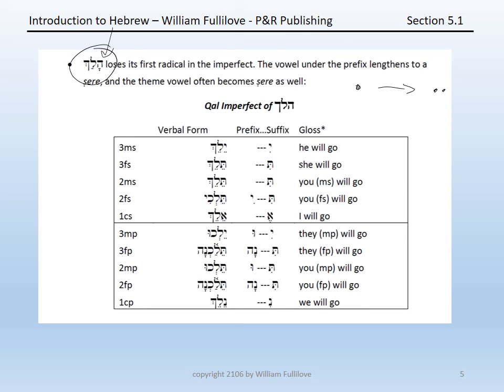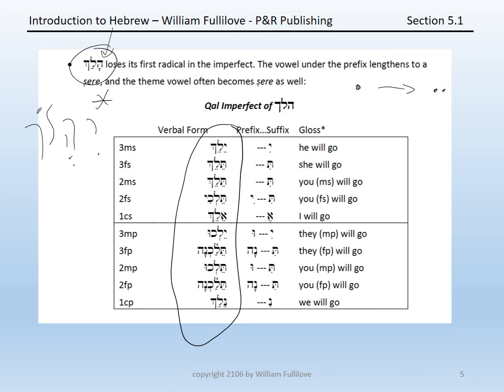So instead of what you would expect, something like yelok, we in fact have the forms of the paradigm of halak as yelekh, telekh, telekh, telekhi, elekh, yelekhu, teleknah, telekhu, teleknah, nelekh. You do not need to memorize this paradigm and reproduce it, but you should be able to parse any of these forms when they occur, as they are very common in the text of the Hebrew Bible.